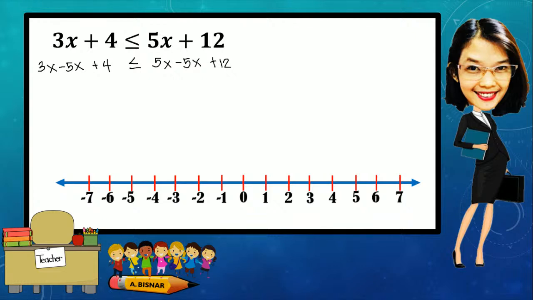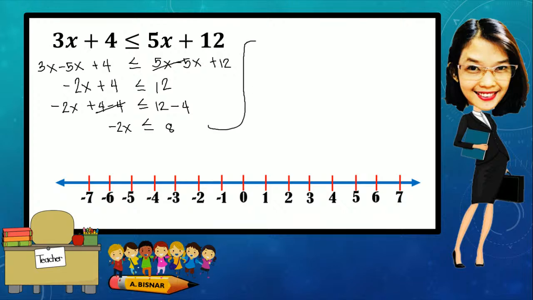So, let us solve. 3x minus 5x, the answer will be negative 2x plus 4. So, this will be 0. Ano yung natira? 12 na lang. So, we have to remove 4, which means we have to subtract. Then, we will have negative 2x plus 4 minus 4 is less than or equal to 12. Kung ano yung ginawa sa kaliwa, gagawin sa kanan. So, this will be 0. Ano yung naiwan? Negative 2x is less than or equal to 8.